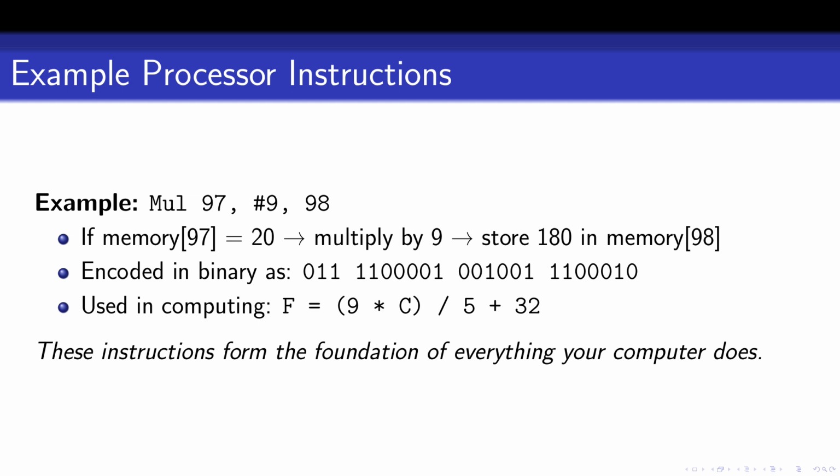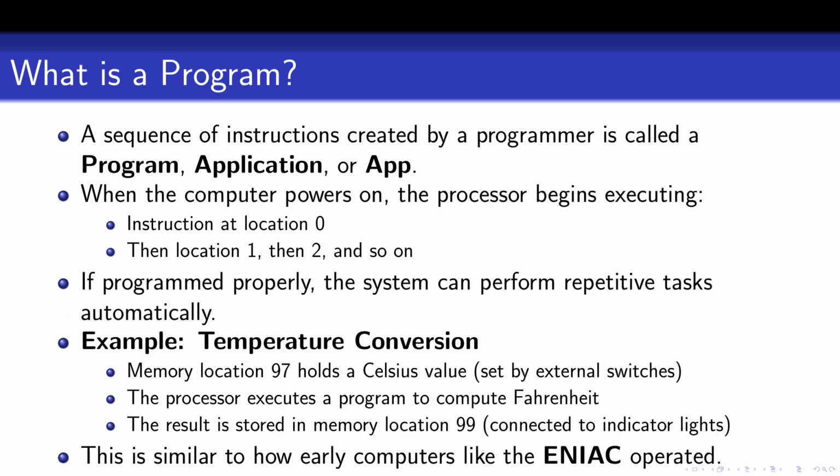But for readability, we often use simplified symbolic representations called assembly language. These low-level operations are the building blocks of all software. Whether you're playing a video game or writing a text document, at the hardware level, your computer is just executing thousands or millions of these instructions per second. The sequence of instructions a programmer writes, whether in C, Python, or assembly, is what we call a program.